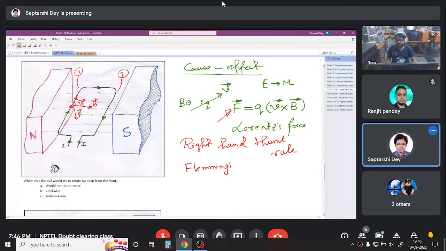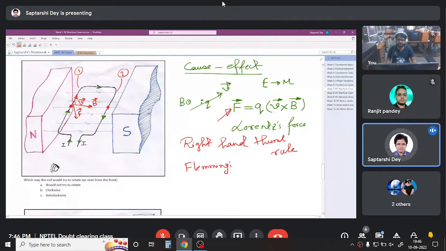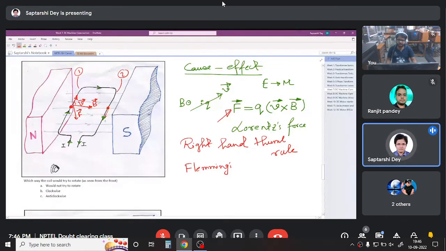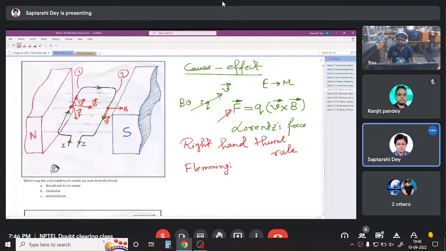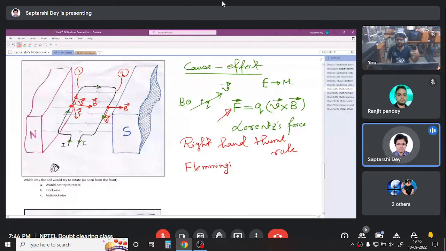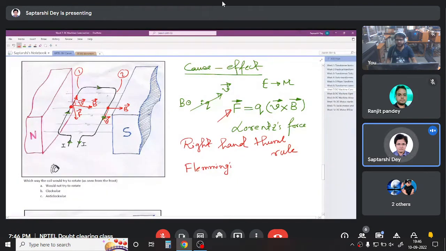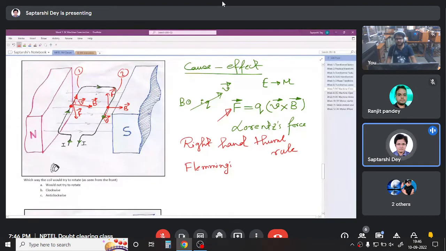Now another positively charged particle, which is here, which is also moving in this direction, V. And the B is here. I will do it myself, no point of asking. So again here, the force is upward. So you see, this conductor is experiencing a force downward and this conductor is experiencing a force upward.